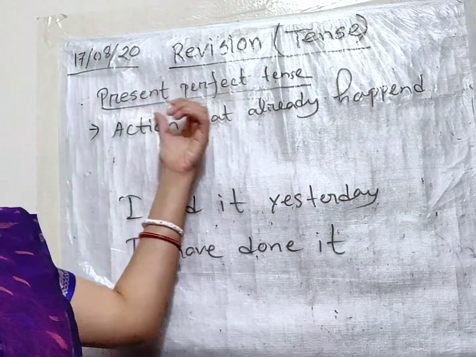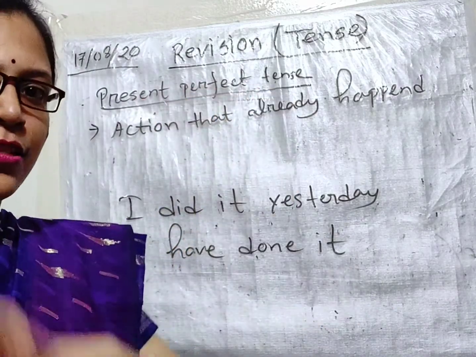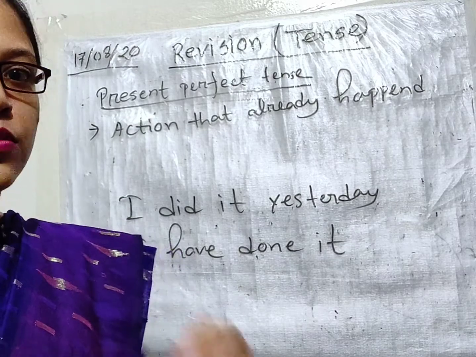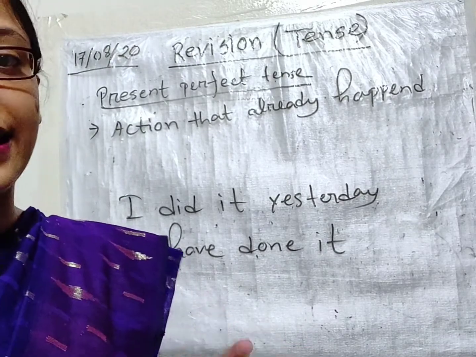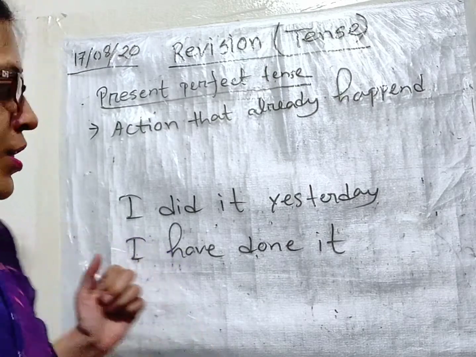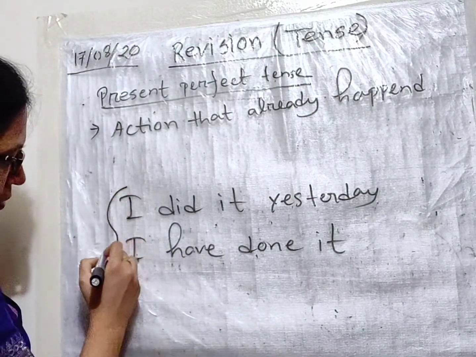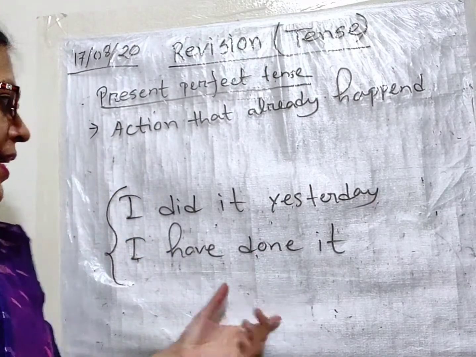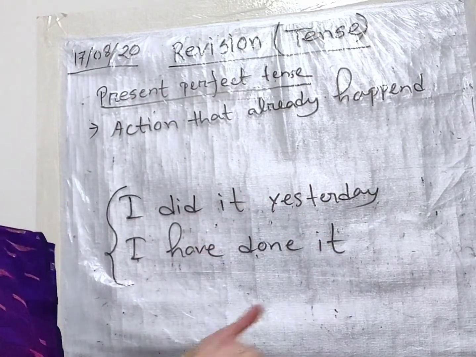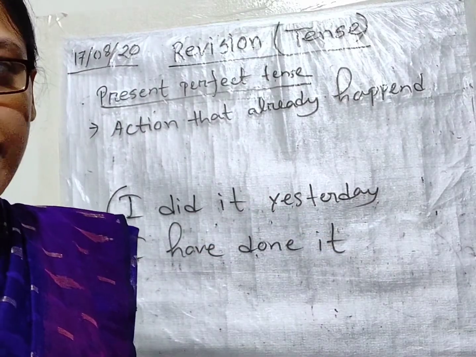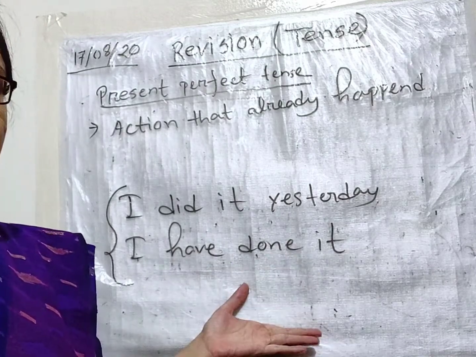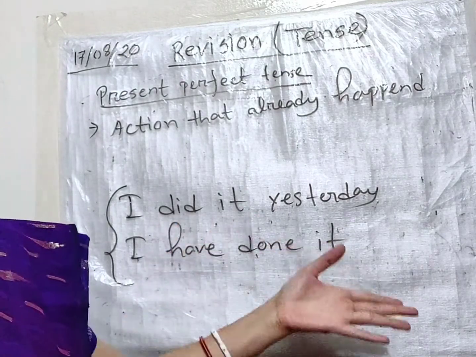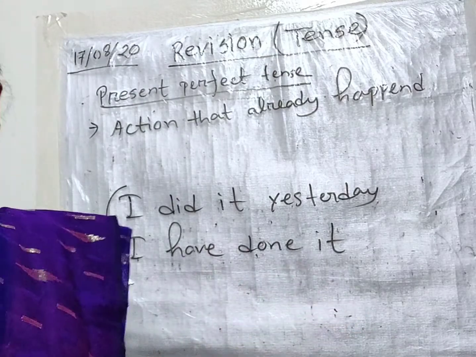But present perfect tense, though it also expresses the same thing, an action that has already been done, doesn't mention any specific time. So between these two sentences, which one is present perfect tense and which one is simple past tense? Can you recognize? Can you identify? Can you differentiate? Which one is present perfect tense and which one is simple past tense?